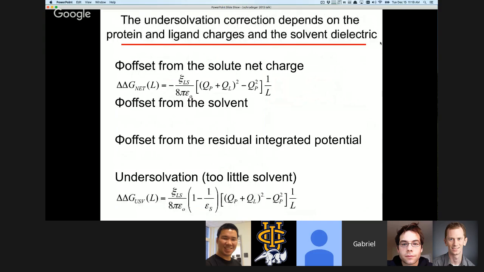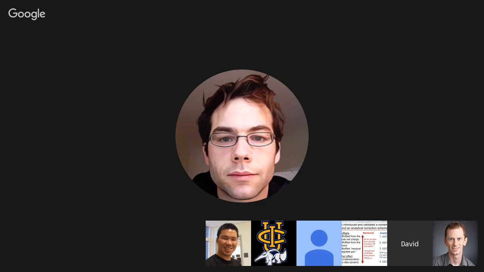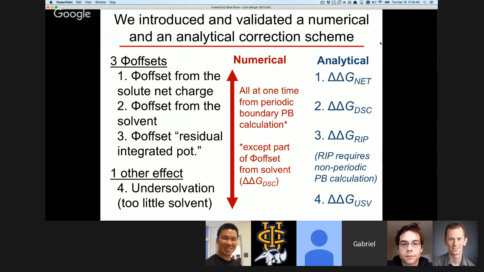That idea of getting everything at once is basically what the numerical correction is. The nice thing about doing things separately is that, if you want physical intuition about what's going on, you can say that the different things have different physical origins, and on top of that, they have different size dependencies. So the nice thing about breaking out the net charge correction from the residual integrated potential correction is that first you understand the physical origins of each differently, and second, if you go to some different box size, you can use the quantities that you've already calculated and just compute what they would be at the new box size.